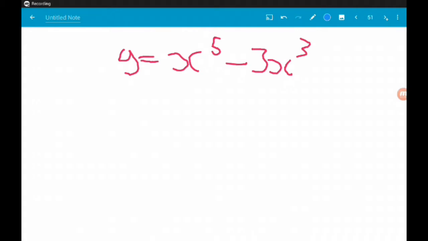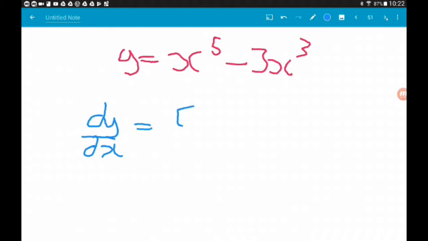Okay, first example, we've got y equals x to the power of 5 minus 3x cubed, and we want to find the second order derivative. So differentiate to get the first order. So dy by dx is going to be 5x to the power of 4 minus 9x squared. So that's our first order derivative.